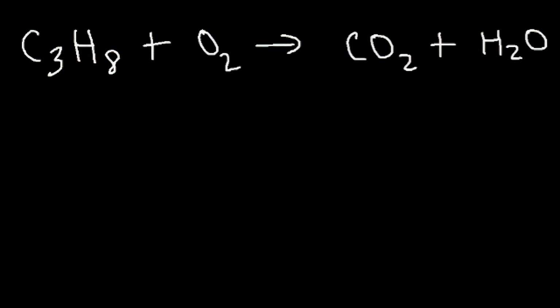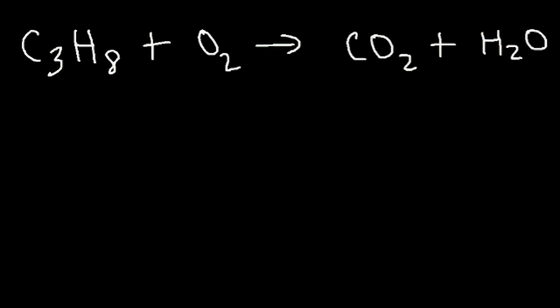Now, to balance a reaction, your goal is to make sure that the atoms on the left side and on the right side are the same. And to make it equal, you can modify the coefficients of the reaction. The coefficients are the numbers in front of the substances. The subscripts are the small numbers, like the 3, the 8, the 2. Those are the subscripts. You can't change those when balancing the equation.